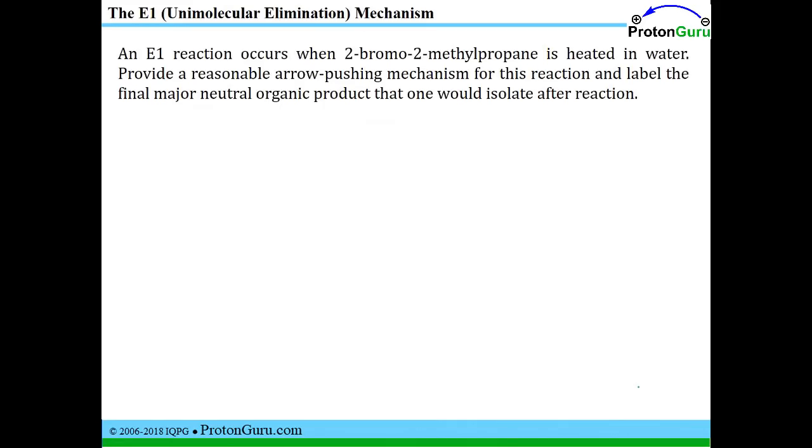And now we move on to some questions about the E1 reaction. An E1 reaction occurs when 2-bromo-2-methylpropane is heated in water. And we're asked to provide an arrow-pushing mechanism leading to the major organic product.